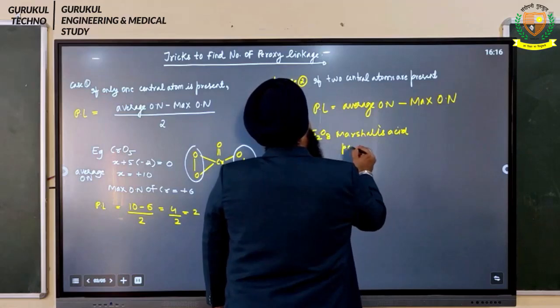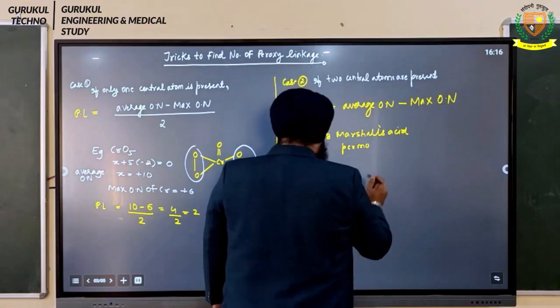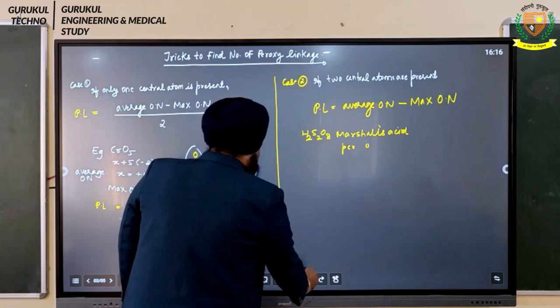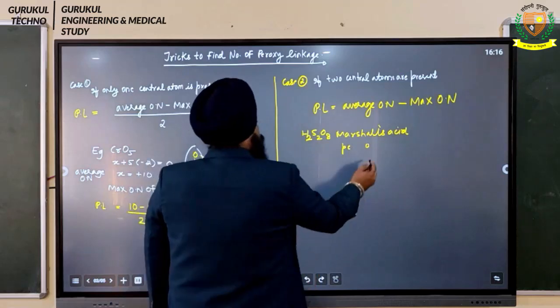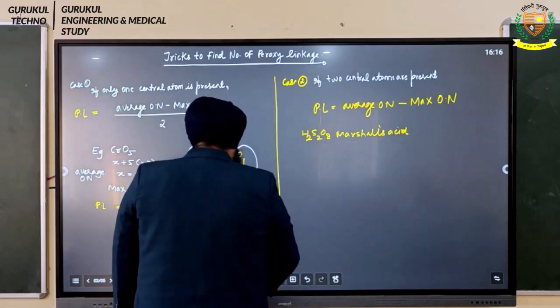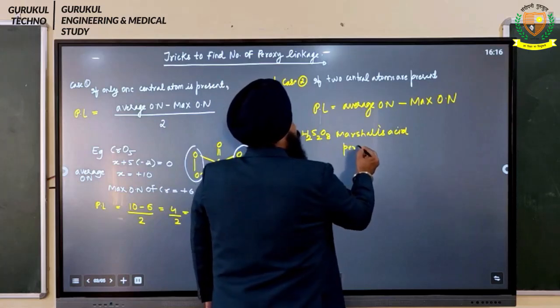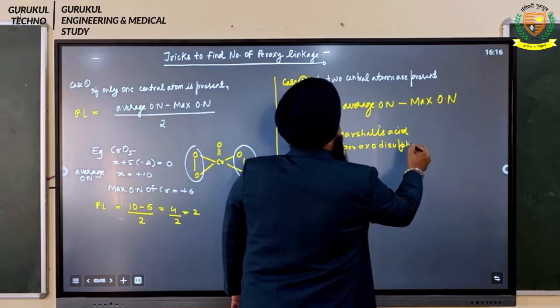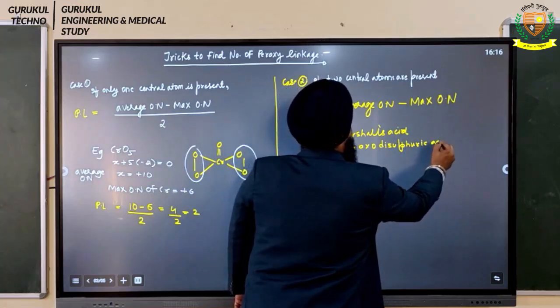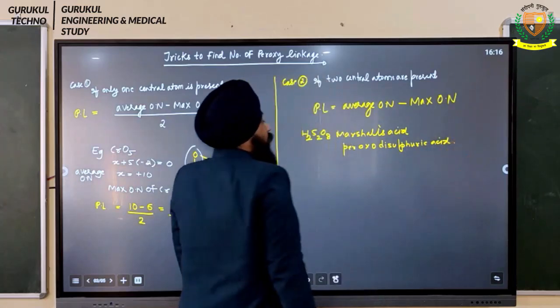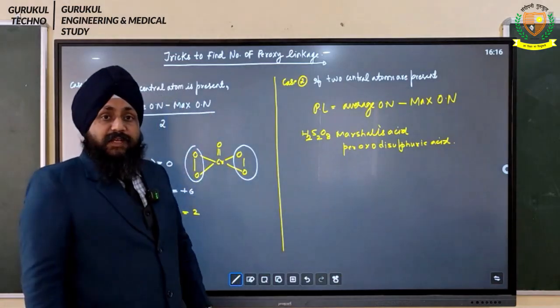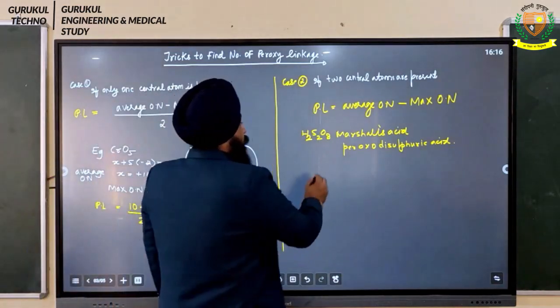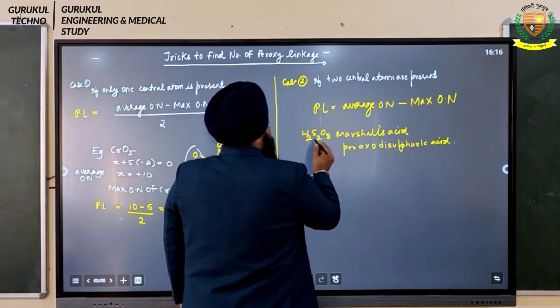Okay, that is going to be peroxo. You write it as peroxodisulfuric acid. Yes, it is going to be peroxodisulfuric acid. So students, what we will be saying, we will try to find out the oxidation number.